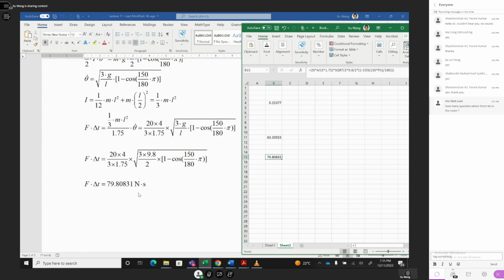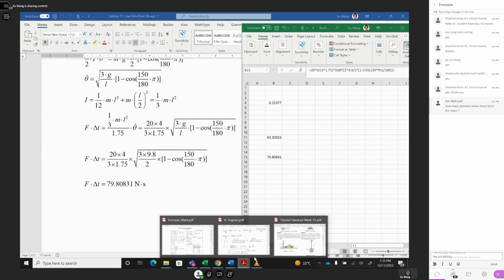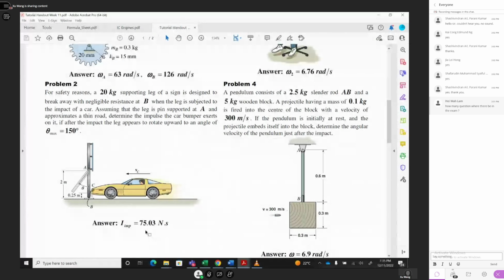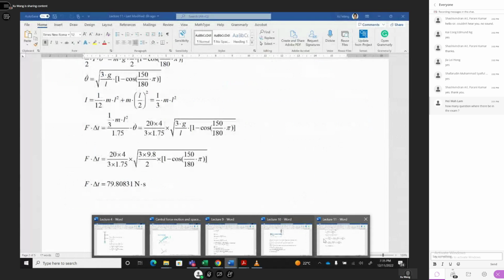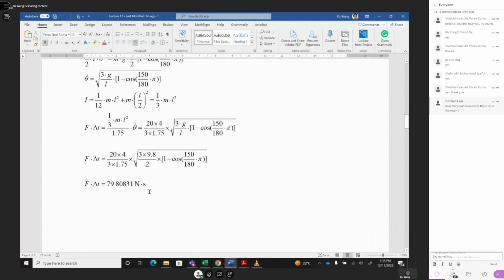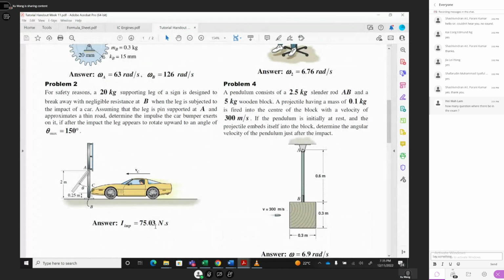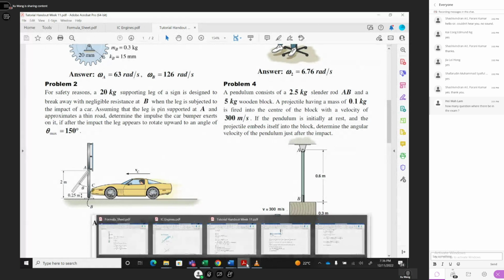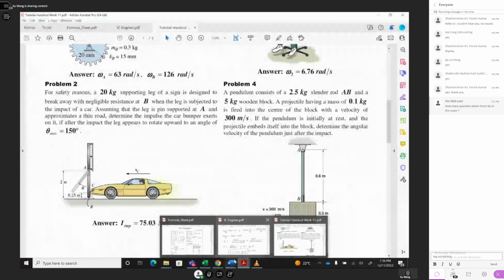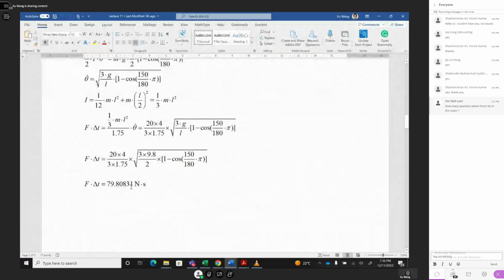79.8. Okay, that's what the result 7.08. You check what the result for this one. 79.5. What do I get? 79.8. I have a little bit difference from the results. They get 75.03. I get 79.8. I believe I'm right, unless you check and tell me I'm wrong. I believe I'm right because this is according to this principle, right?